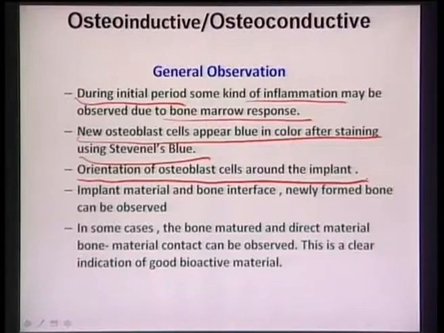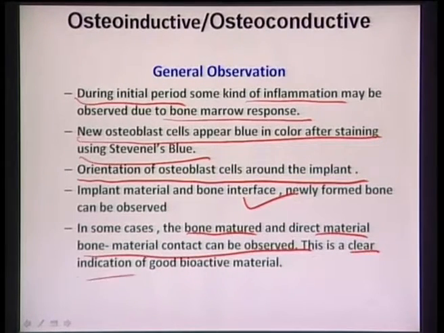Now also you have to see the implant material and bone interface, where the new bone formed can be observed, and in some cases some matured bone or direct bone-material contact can also be observed. This is a clear indication of a good bioactive material. Bioactive material means bioactive in vivo, then you can make this kind of observation.